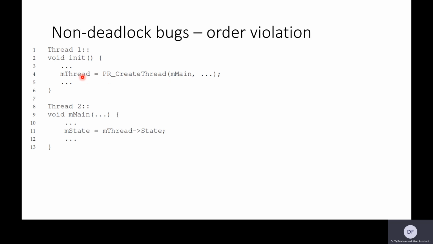So the problem is that there are two steps happening. This thread, mMain, is being created, and as a second step, the value returned by this function is being assigned to mThread.